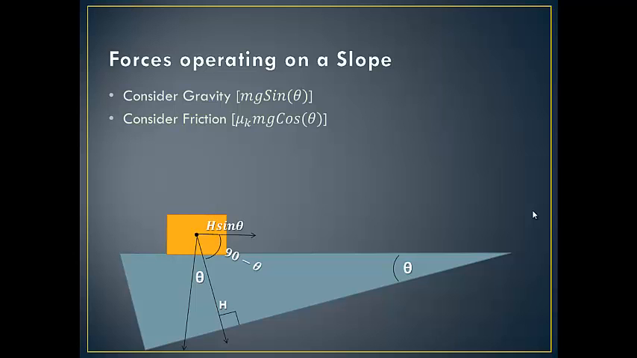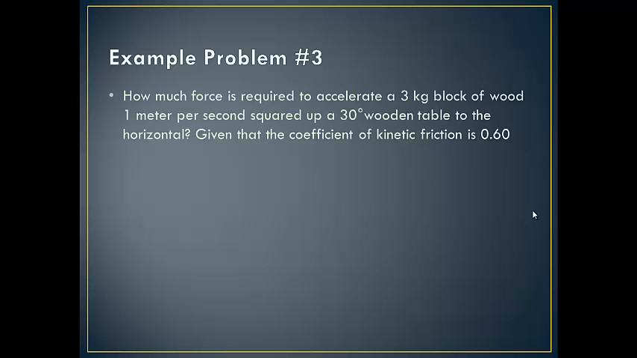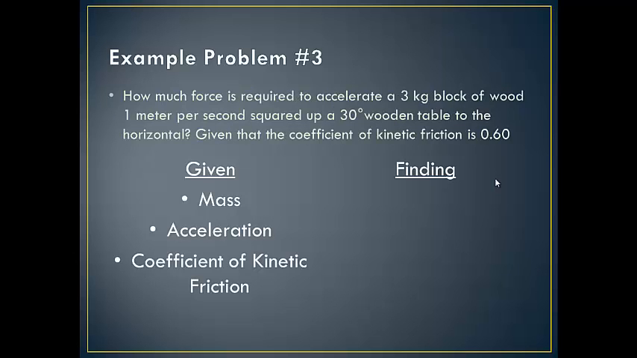Now that we know that, let's move on to our third example problem. How much force is required to accelerate a 3 kilogram block of wood at 1 meter per second squared up a 30-degree wooden table to the horizontal, given that the coefficient of kinetic friction is 0.6? Again, let's assess what we are given and what we're finding. We're given mass, acceleration, the coefficient of kinetic friction, and the inclined angle.